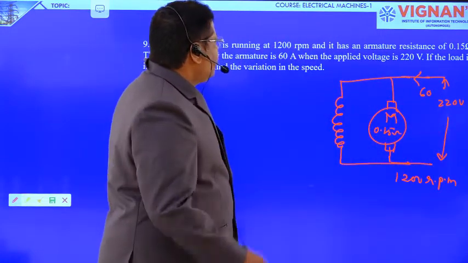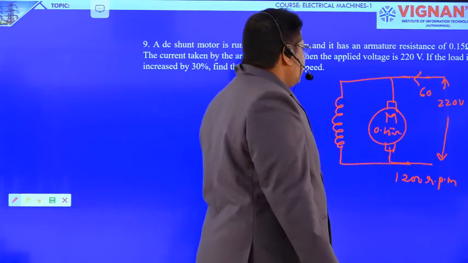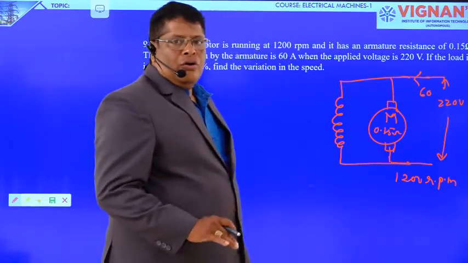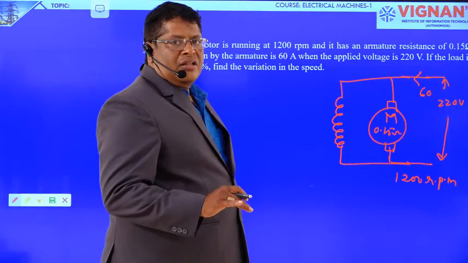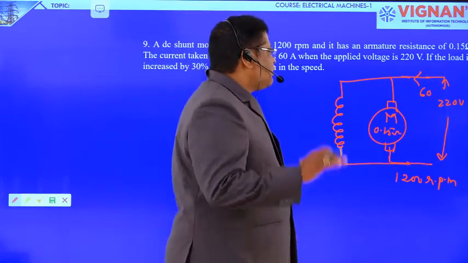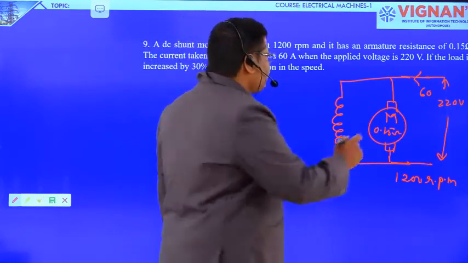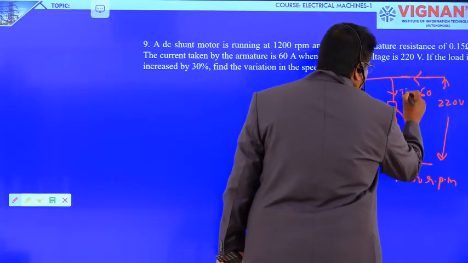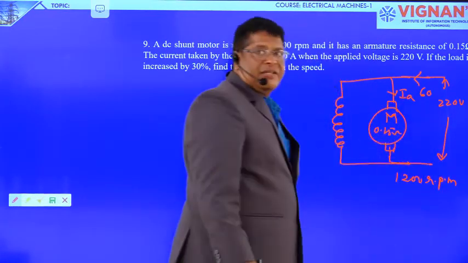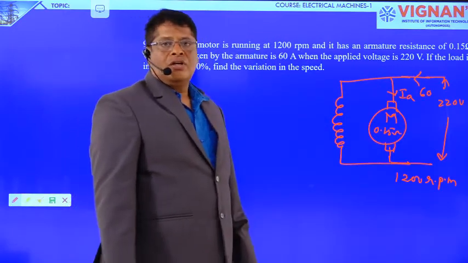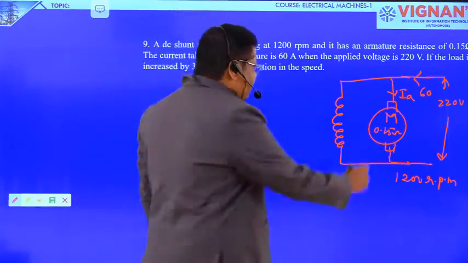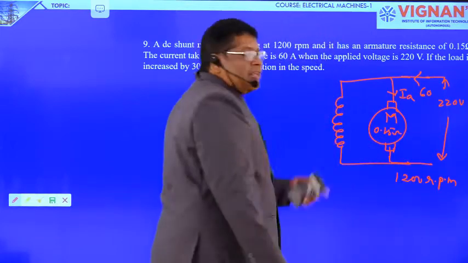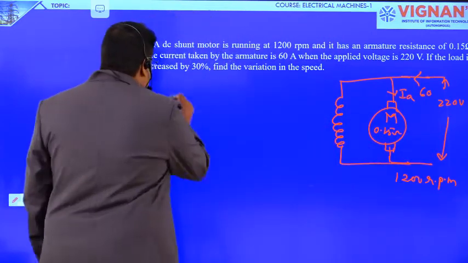See here, no data is given for the shunt field winding. So, we are assuming that the current flowing through the shunt field is 0. Whatever the current is flowing here, that is equal to the armature current. Now here, you apply the KVL in this loop. If you apply the KVL, you can calculate the back EMF.